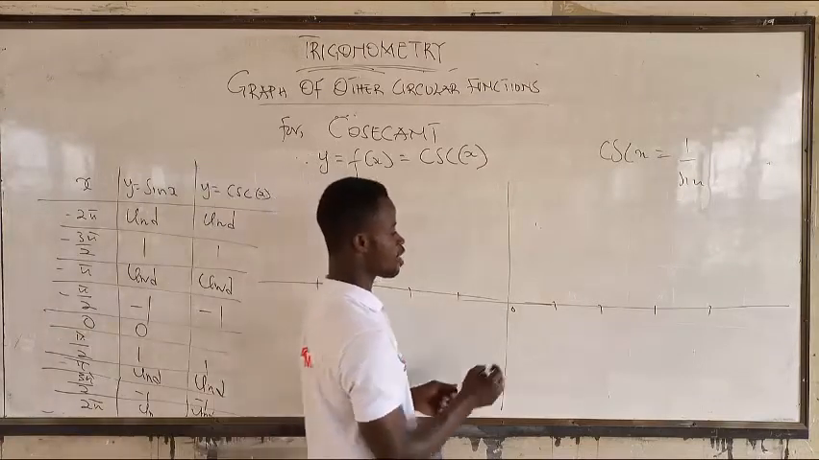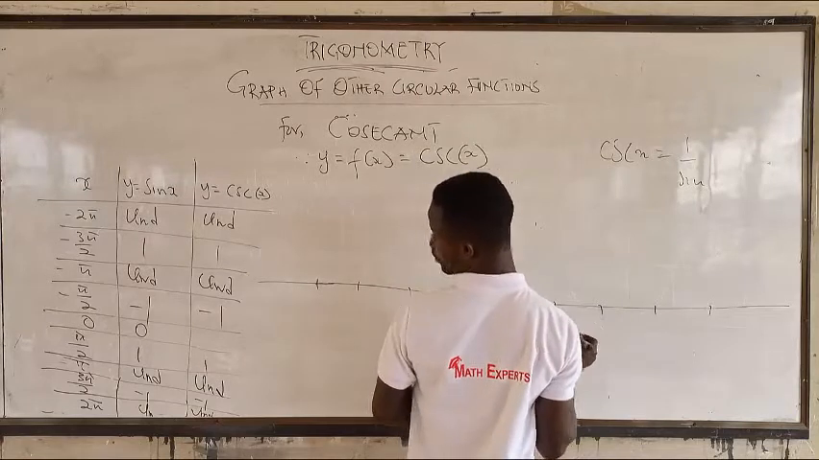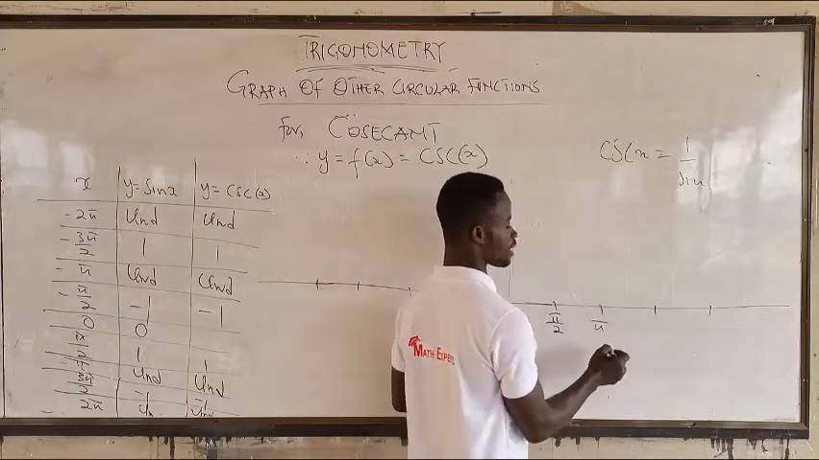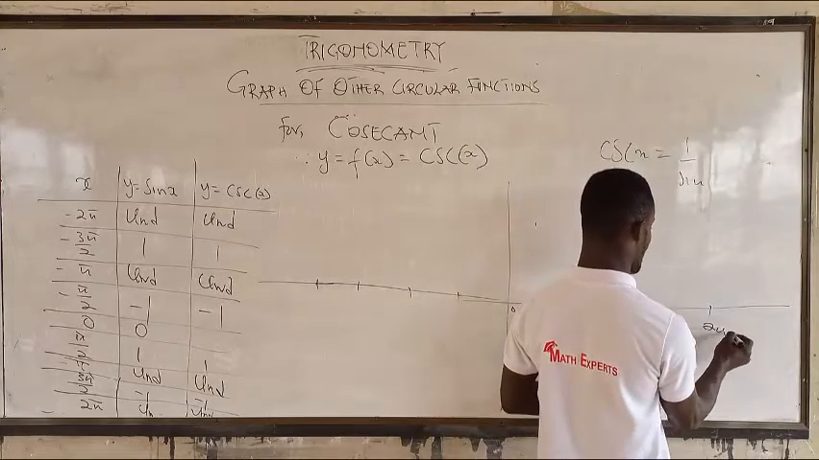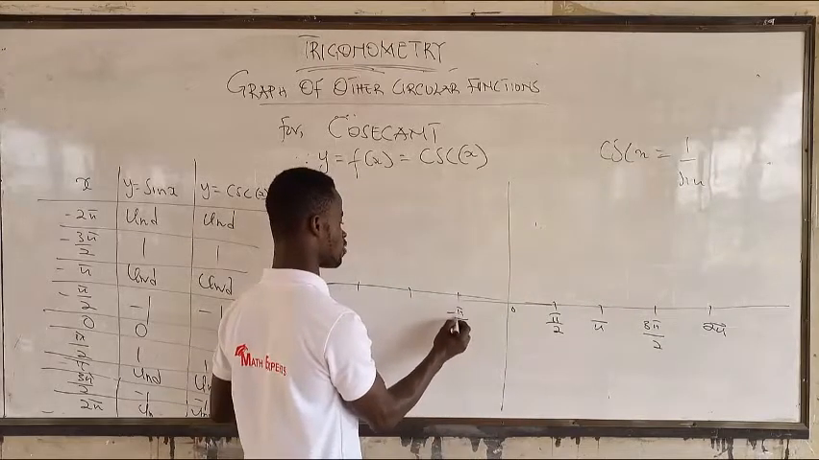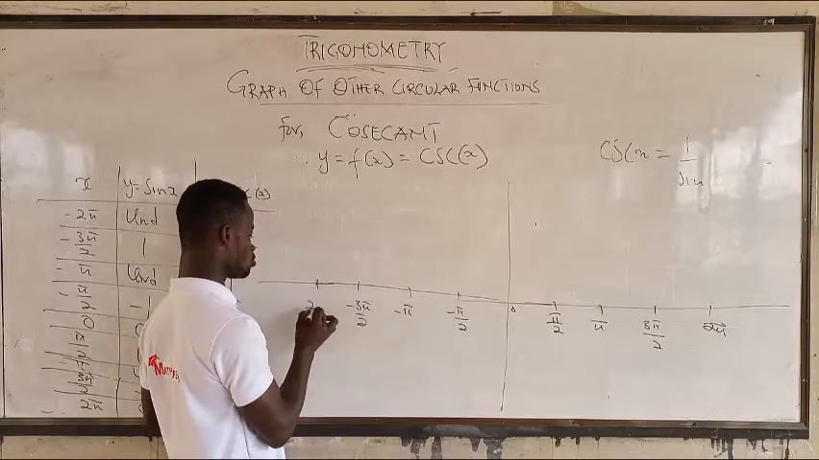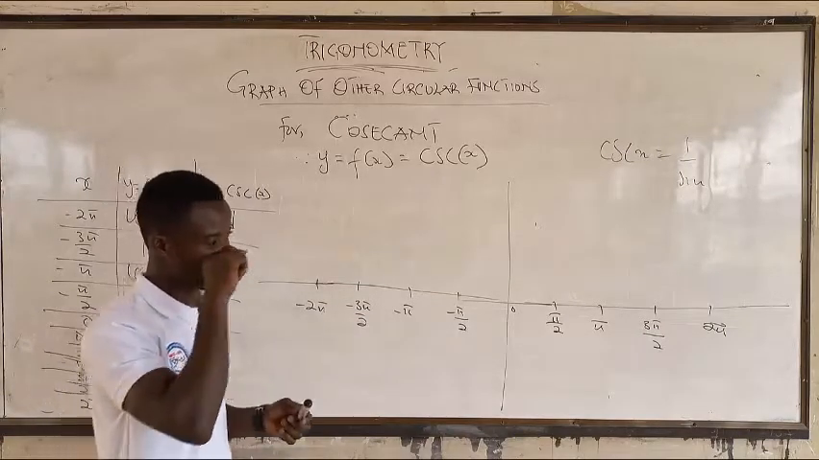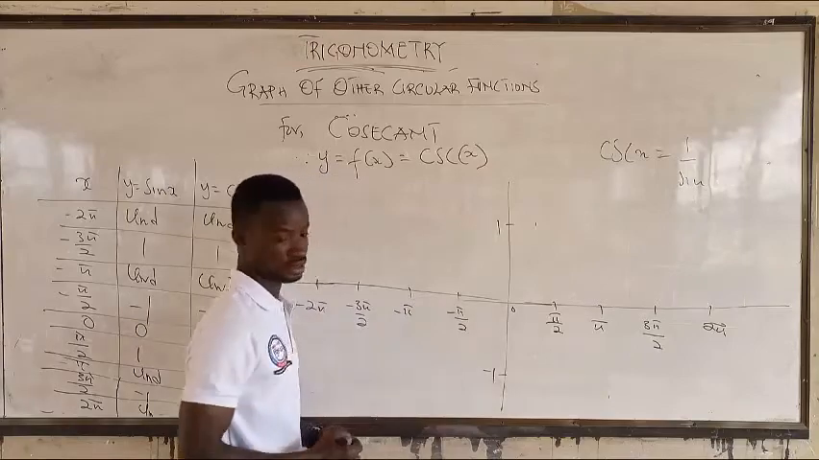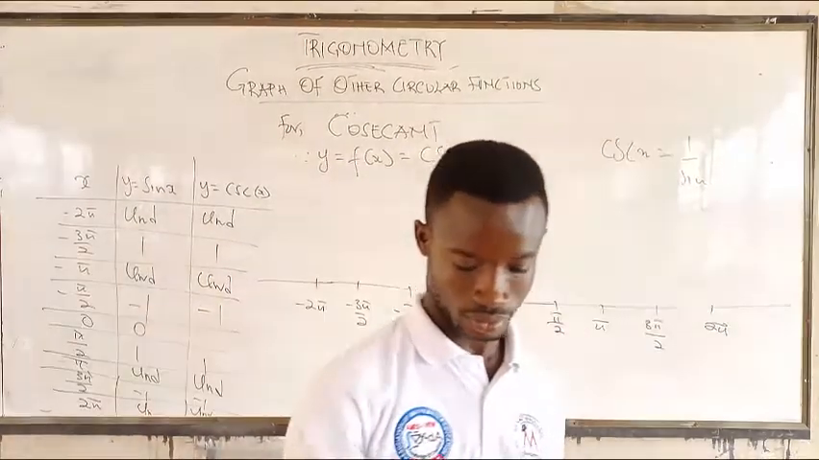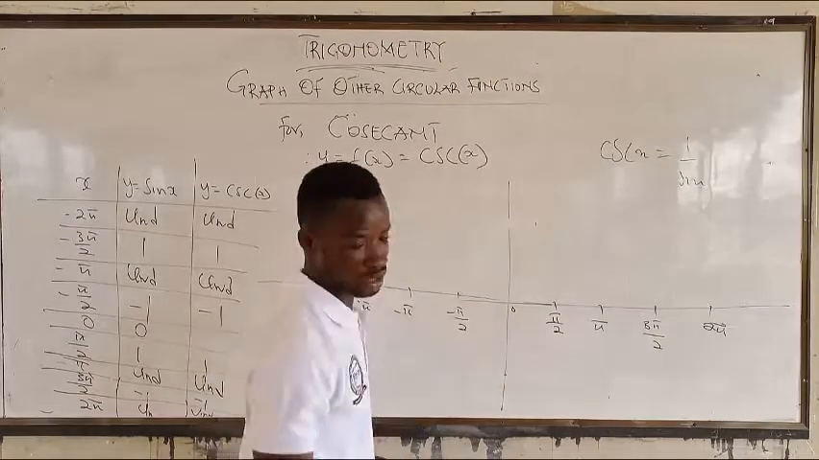Okay, so we have pi on 2, which is 90 degrees, then pi. Then we go to 3 pi over 2. Then we go to 2 pi. Negative pi over 2. We move to negative pi, move to negative 3 pi over 2, then negative 2 pi. Very good. Then we know that the maximum number we have here is 1 and the minimum is negative 1.